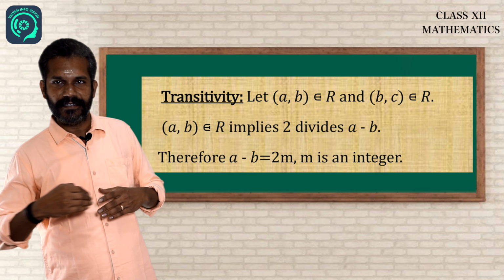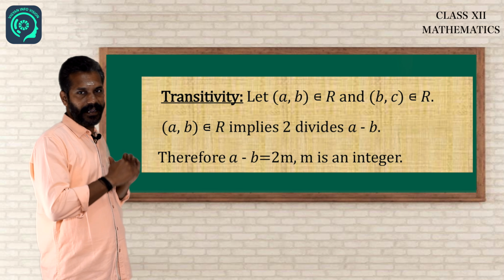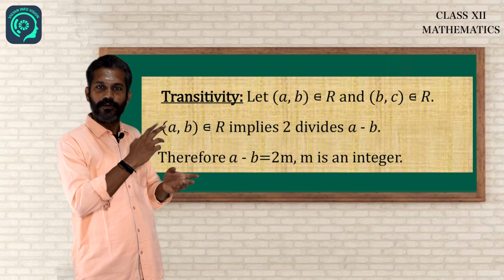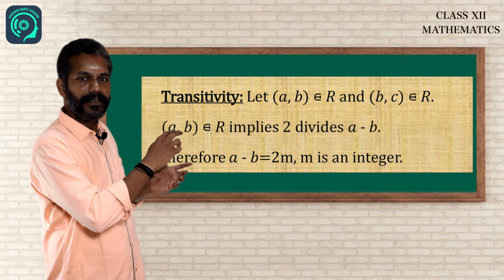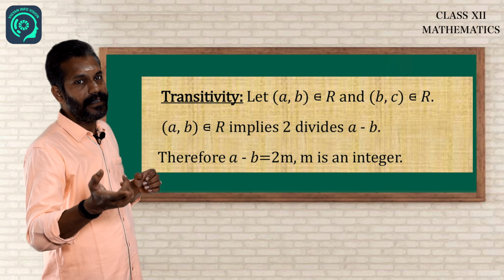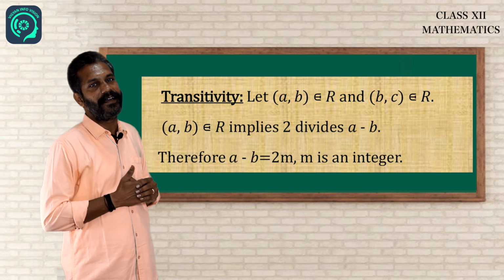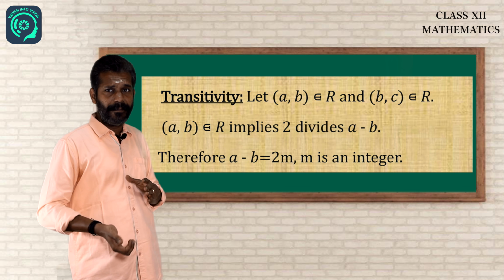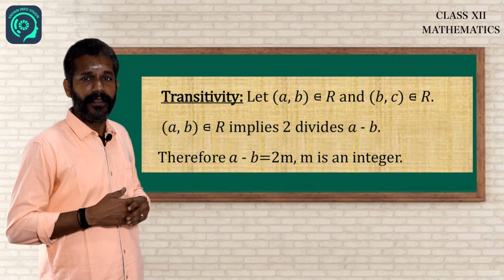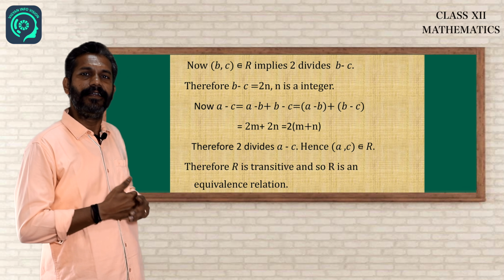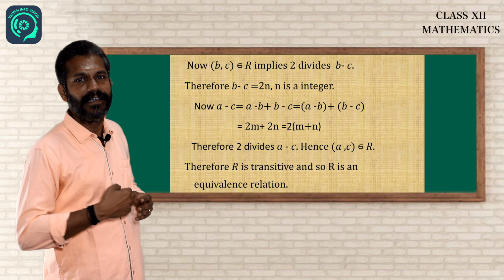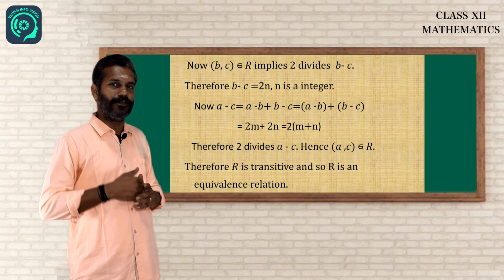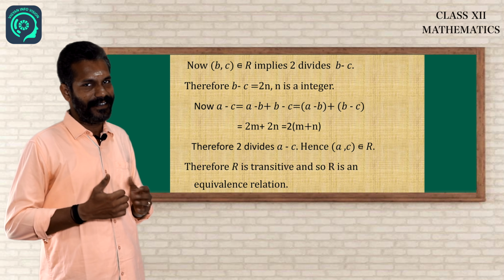Now let us consider transitivity. Let the ordered pair A, B be an element of R and the ordered pair B, C is also an element of R. That means 2 divides A minus B and 2 divides B minus C. That means A minus B is a multiple of 2 and B minus C is also a multiple of 2. That is, A minus B is equal to 2m for some integer m. Now B minus C is an element of R. That means 2 divides B minus C. Then B minus C is also a multiple of 2. That is, B minus C is equal to 2n for some integer n.